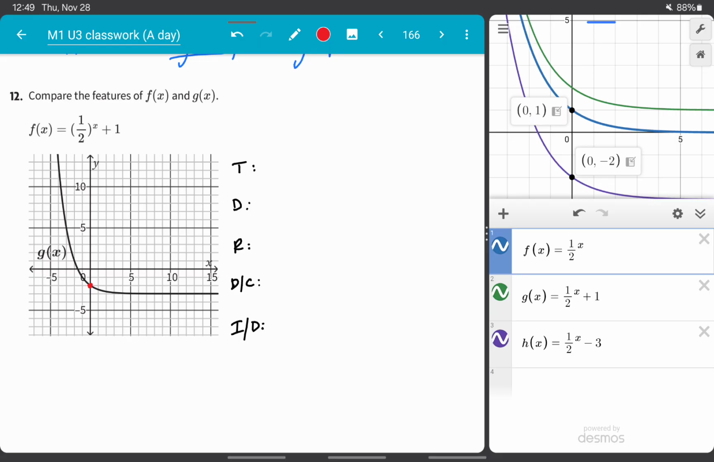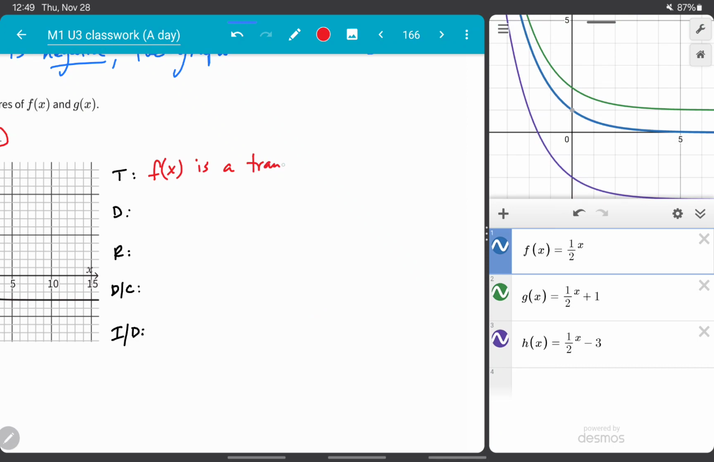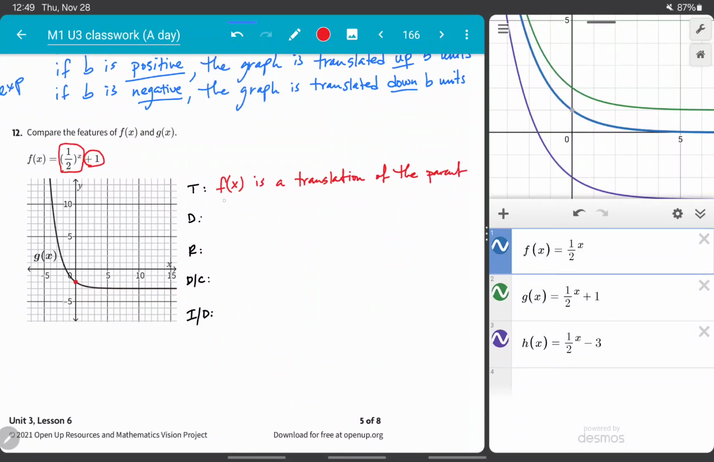All right, so start with translations. F of x is a translation of this parent function. This is the parent function right here. This one has been translated up 1. Translation of the parent function: f of x is up 1, g of x is down 3.